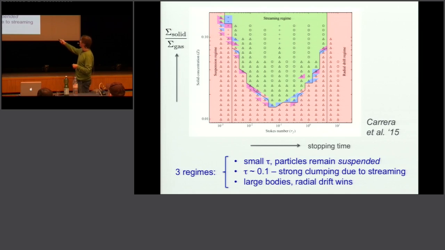So what you can see here is that there's a fairly broad range of parameter space where this could happen, providing that the particles that are involved have already grown to stopping times of maybe 1/10 and are somewhat concentrated in terms of their overall dust-to-gas ratio compared to the factor of 1/100th, which would be the sort of normal factor we'd expect in protoplanetary disks.